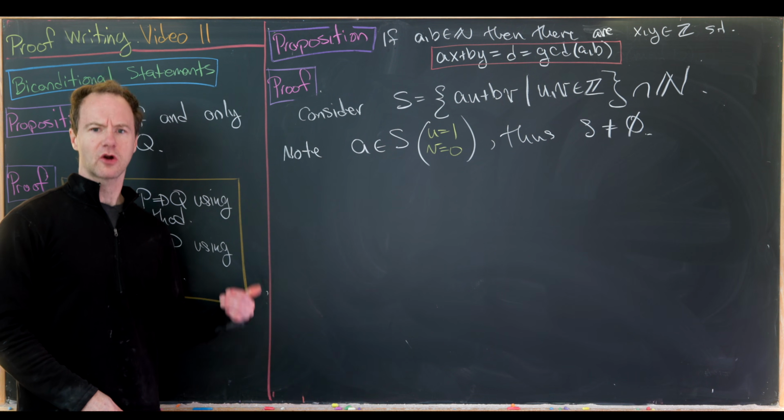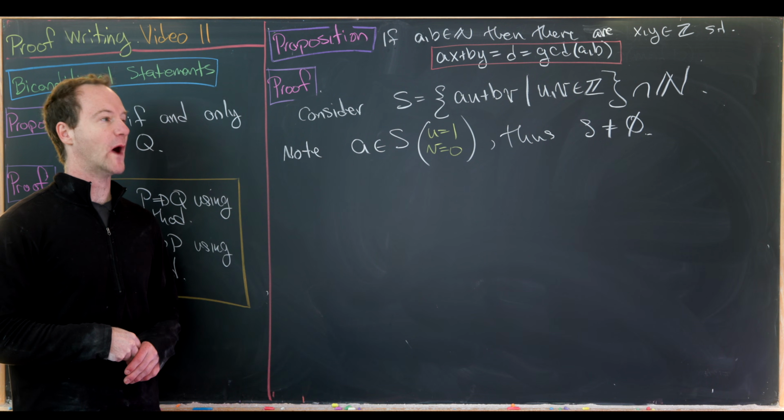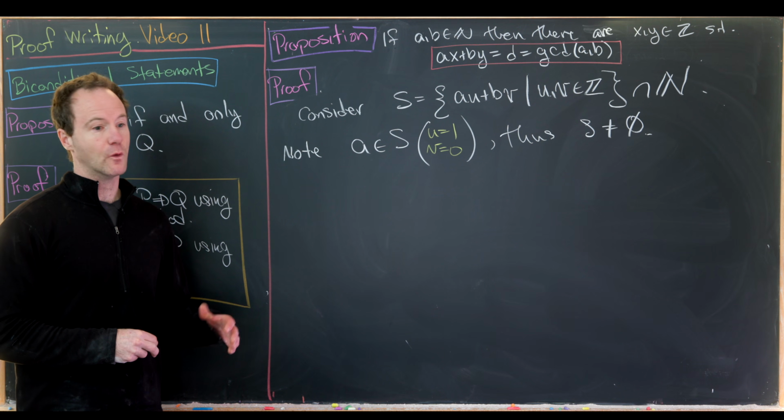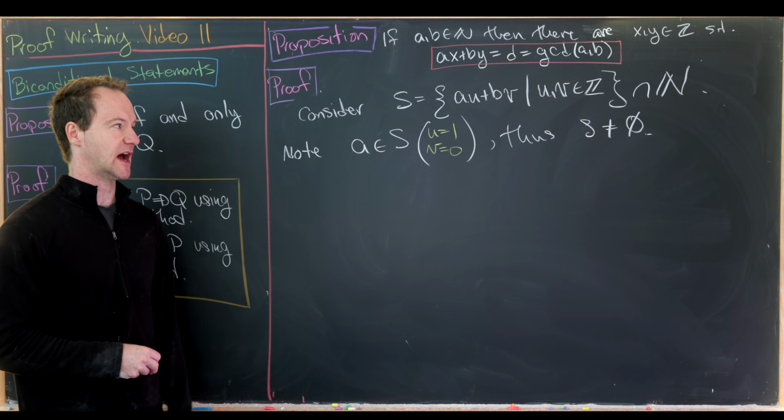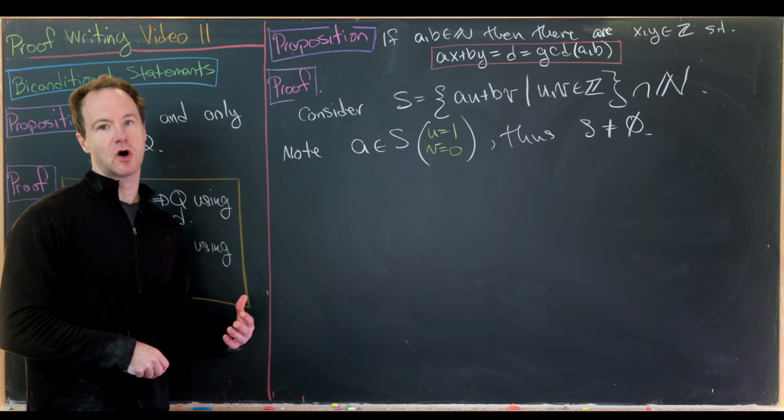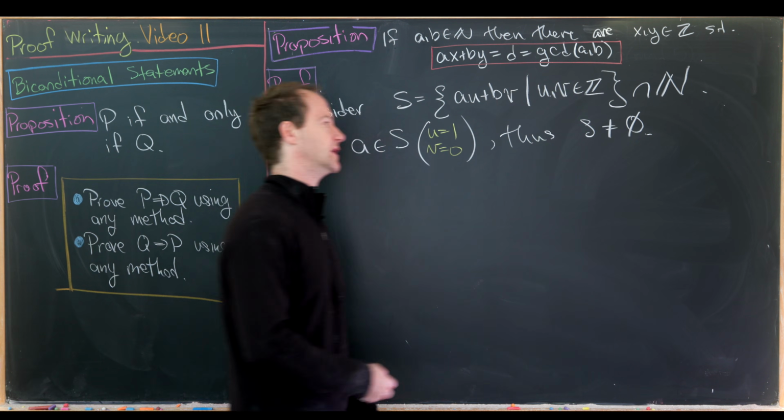So now let's recall earlier we talked about something called the well-ordering principle. And the well-ordering principle allowed us to take any non-empty set of natural numbers and choose a smallest element. And that's exactly what we're going to do here.